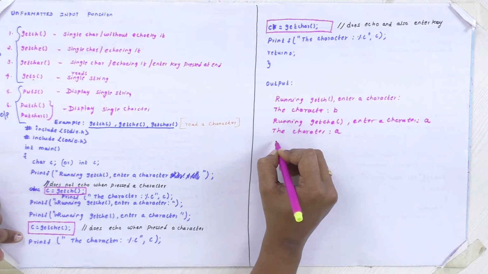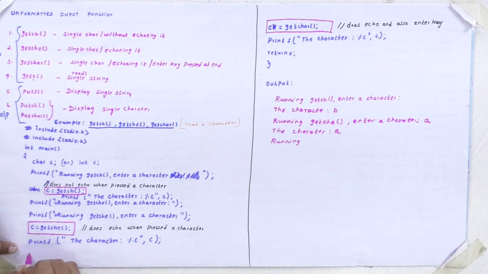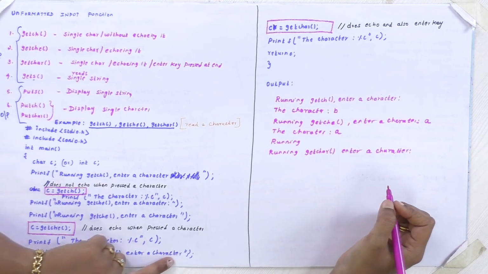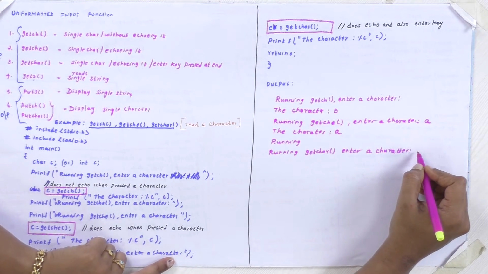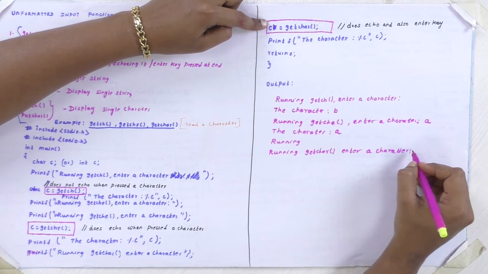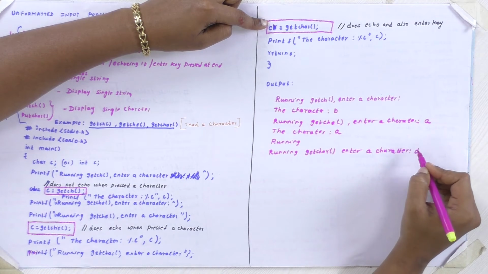So next, here you have to include printf. This is just for display purposes. Running getchar, enter a character. It prints the statement and asks for the character because it comes to the statement and asks for the character. When you type a character, for example D, it just echoes it.